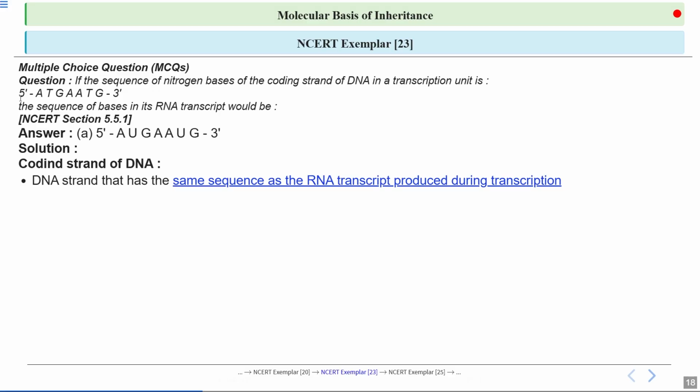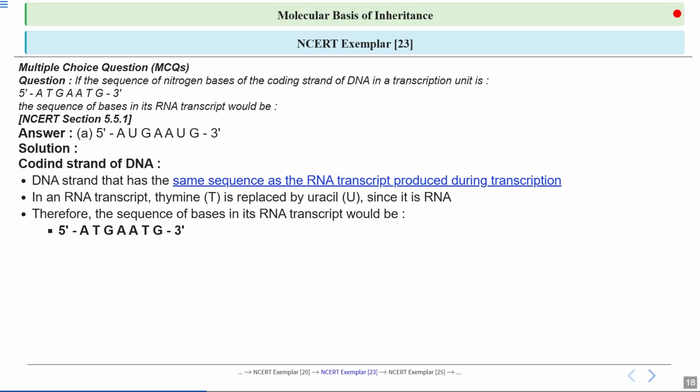So you can see this was the sequence of the coding strand. Replace this T with U, because in RNA you have U instead of T. So your sequence will be A, U, G, A, U, G, from 5' to 3'. So this is the correct answer here. Clear? So this we have discussed.